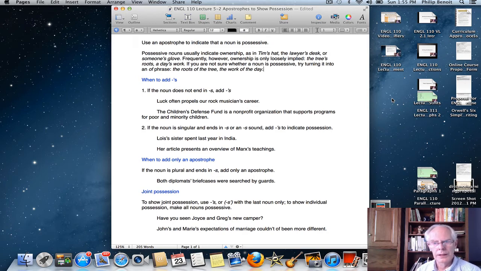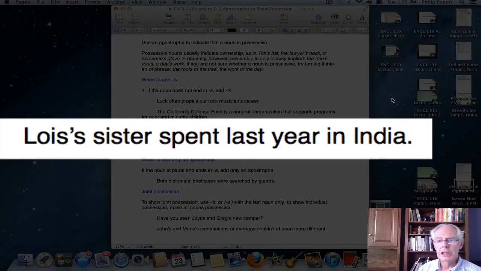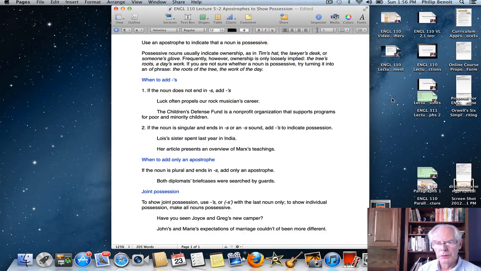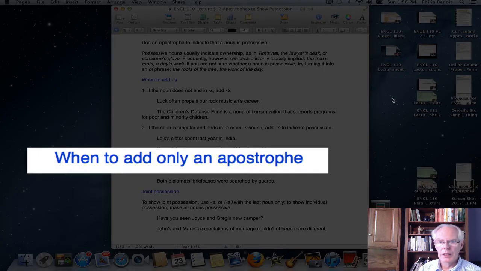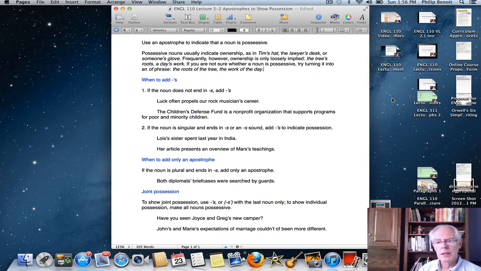It just clarifies things. So if we have the name Lois, which ends in S, we would say Lois's sister spent last year in India. Lois, apostrophe S, sister, to show her sister. She is in possession of her sister, in this case, so to speak. In the next sentence, her article presents an overview of Marx's teachings. Okay, Marx ends in an S sound, and in the past we might have just used an apostrophe there, but today we use apostrophe S.